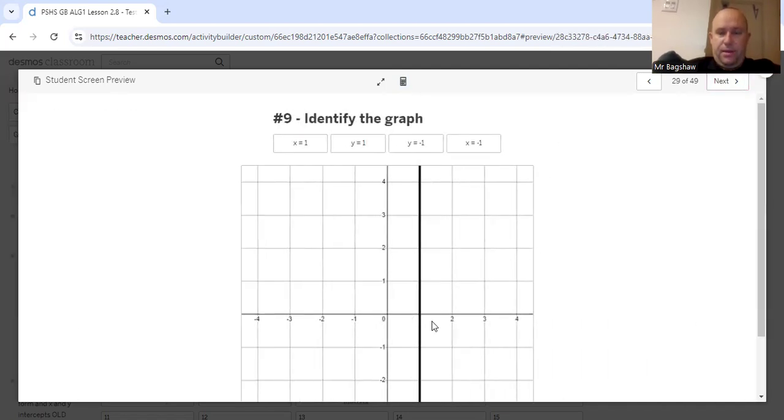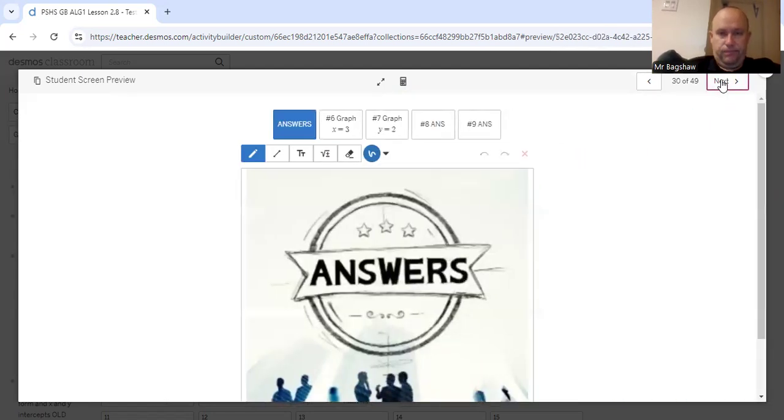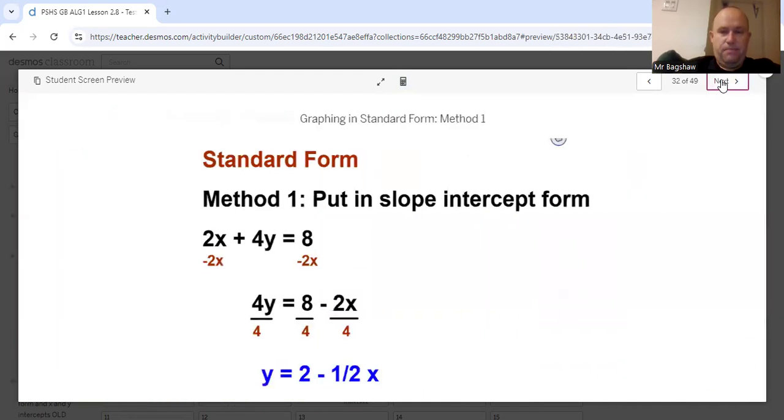And same for this one here. This is a vertical line, so I'm thinking about VUX, and it goes through 1 on the x-axis, meaning this is x equals 1. We went through all the answers, so I'm just going to keep on going. Standard form to slope intercept form.